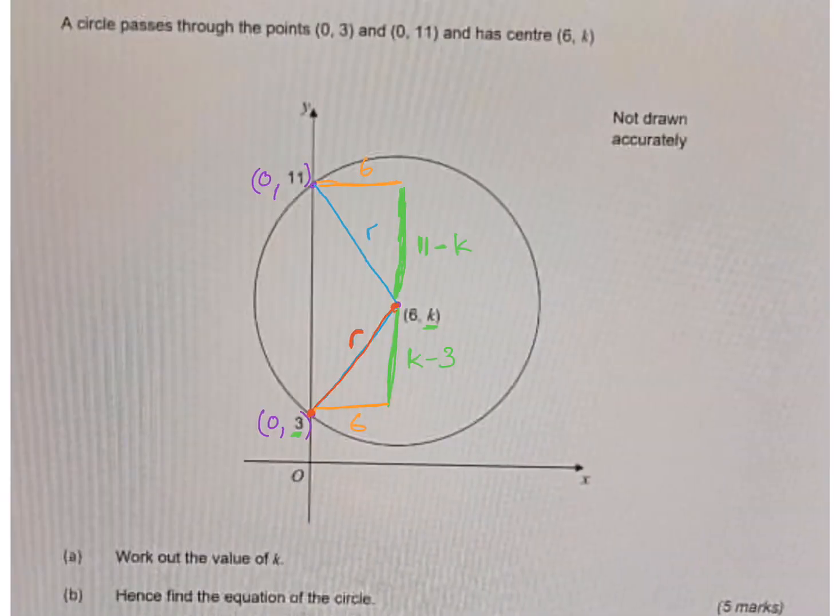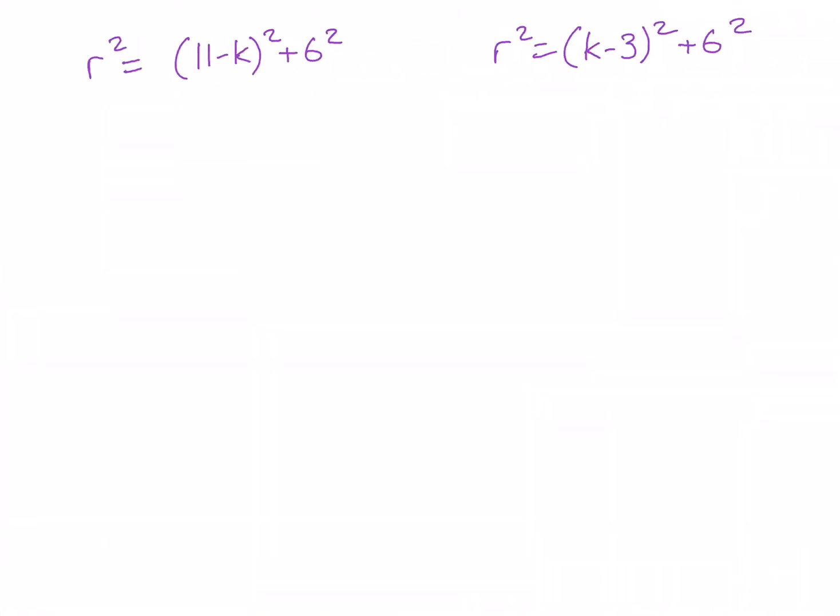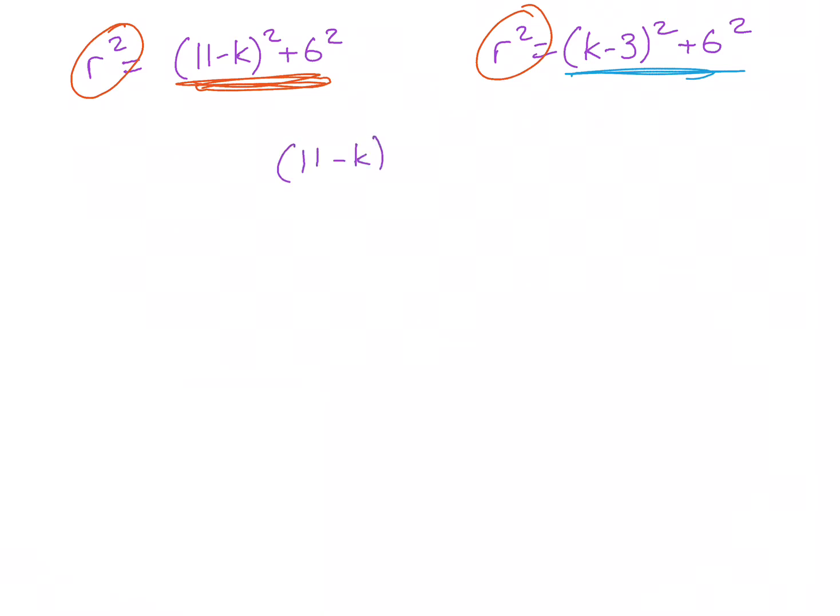Now this question is asking us to find the value of k, so what we've done is create an equation that has k's and numbers in it, but we've also got this r squared. Because r squared equals this stuff here, and r squared equals the stuff here, we can set them equal to each other and solve for k. So setting them equal to each other, we end up with this. I'll write 36, because 6 squared is 36.